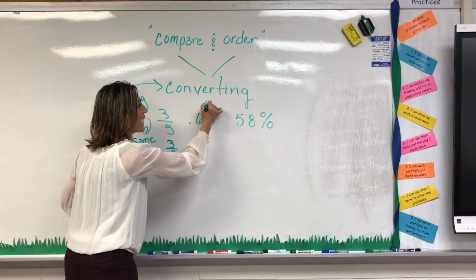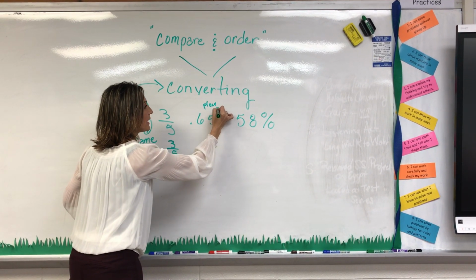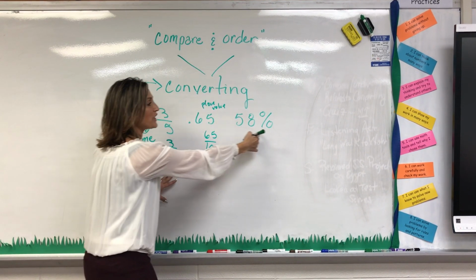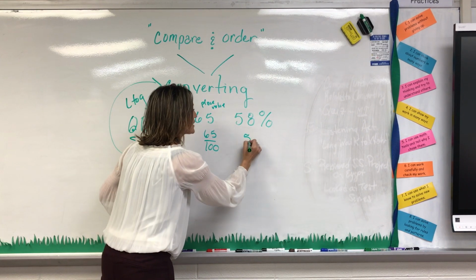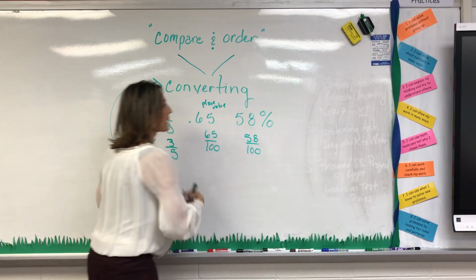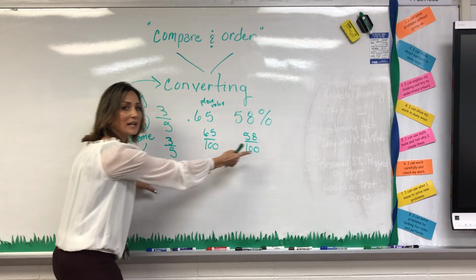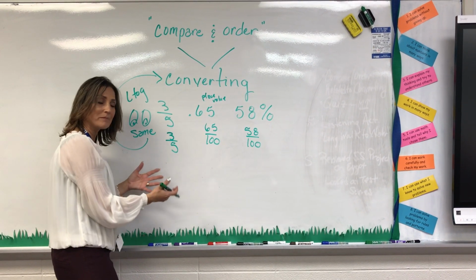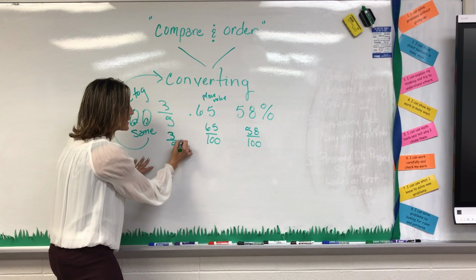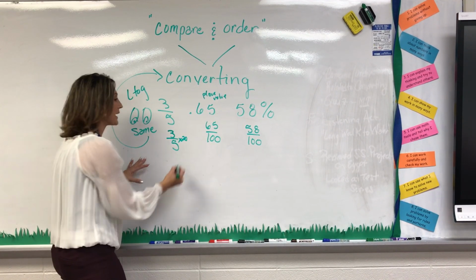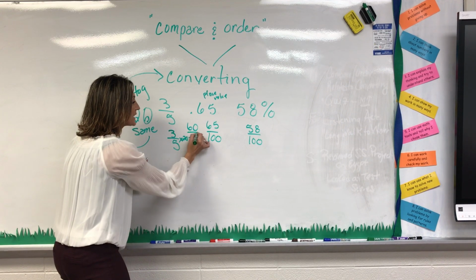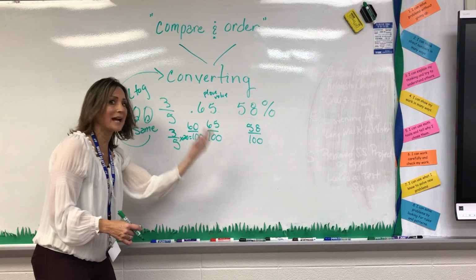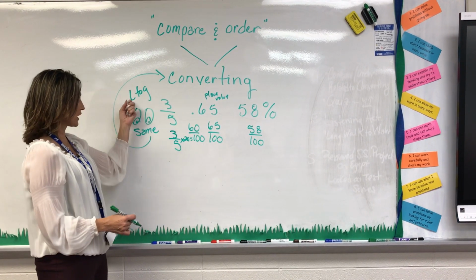You have to know place value for decimals. And so I know that this is 65 hundredths. And I know this 58% is 58 out of 100. Now, what do I mean by they must look alike? Well, 5 doesn't look like 100, so it's very hard for me to compare those fractions. So I need them all to have the same denominator. Well, I can make 3/5 into 100 by multiplying it by 20, and then that's going to turn that into 60 hundredths.